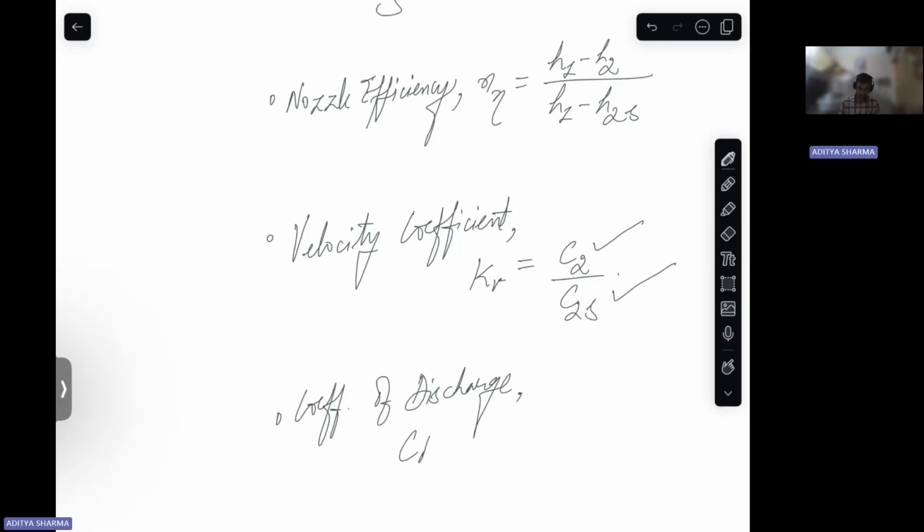So what is coefficient of discharge? Coefficient of discharge basically is the ratio of mass flow rate in the actual case to the mass flow rate in the ideal isentropic case, right? So this is your coefficient of discharge. Okay.